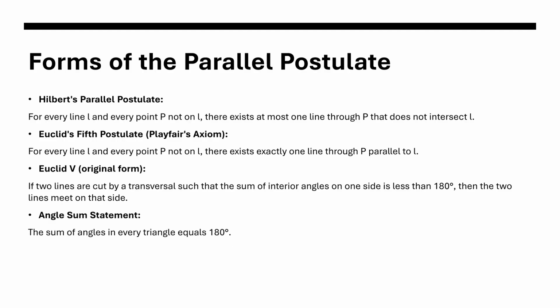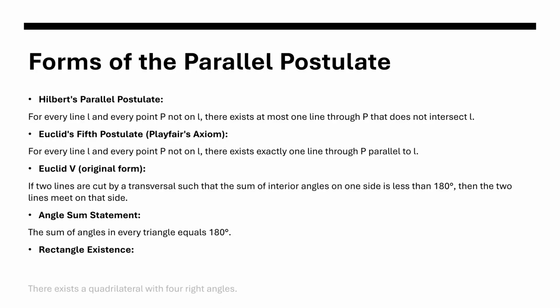The sum of angles in every triangle equals 180 degrees. This is the most intuitive, because every triangle has the sum of 180 degrees. We've seen this cannot be proven in neutral geometry because the Saccheri-Legendre theorem only gives less than or equal to 180 degrees.